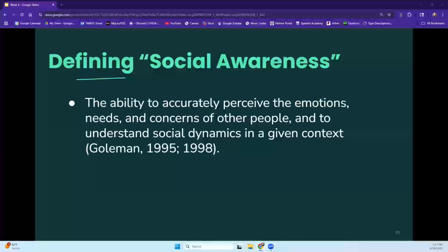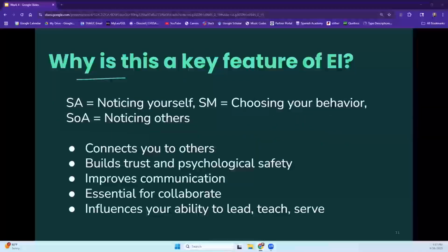Nonetheless, it's a skill that enables people to tune into subtle emotional signals and respond appropriately, even when emotions aren't explicitly expressed. Now, why is this a key feature of emotional intelligence? Well, with self-awareness, we define this as noticing what's happening inside of you. For self-management, we define this as choosing what to do with that internal awareness. And then for social awareness, this is noticing and accurately reading what's happening around you, especially in other people.